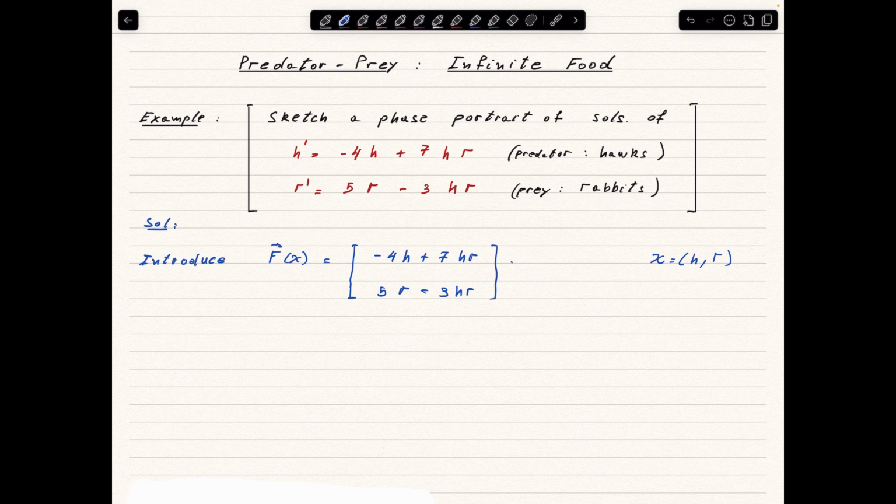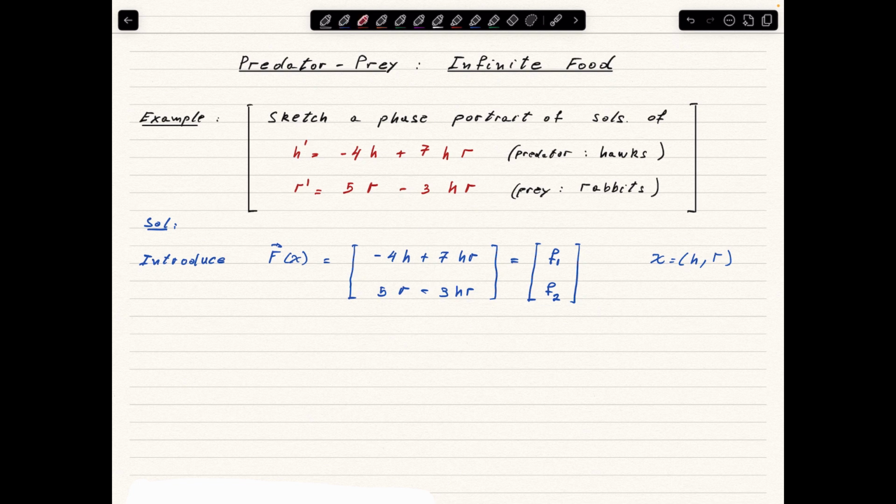And that is what we are going to call, if we need it, the first component is going to be f1, the second component is going to be f2. Or we can call it f, h, and r, but it's better f1 and f2. Okay, where do we start with our linearization analysis?